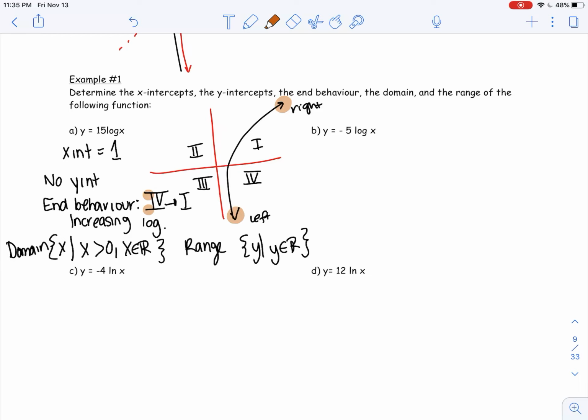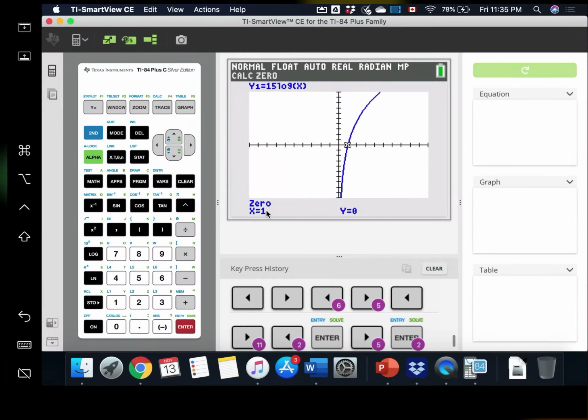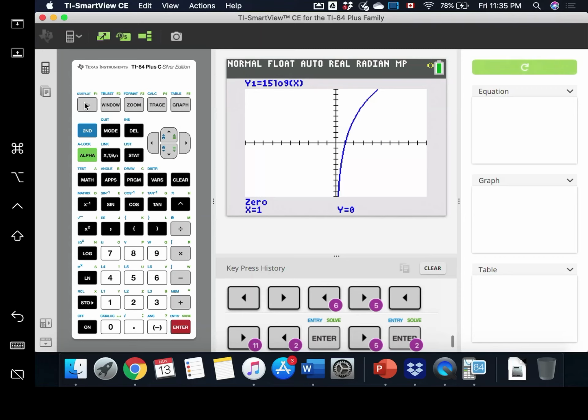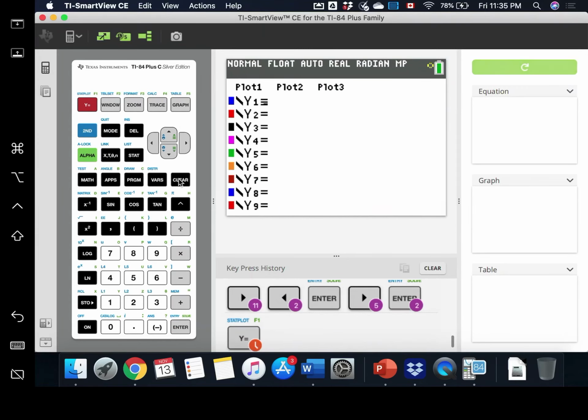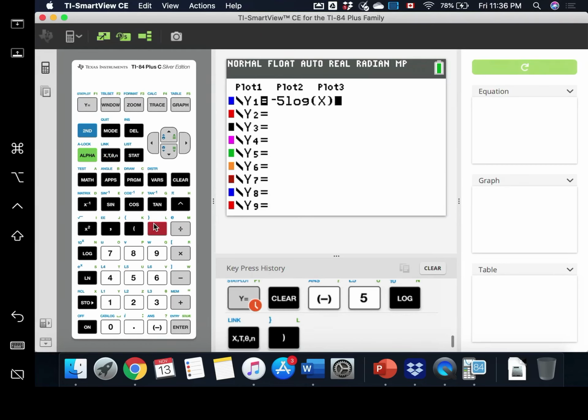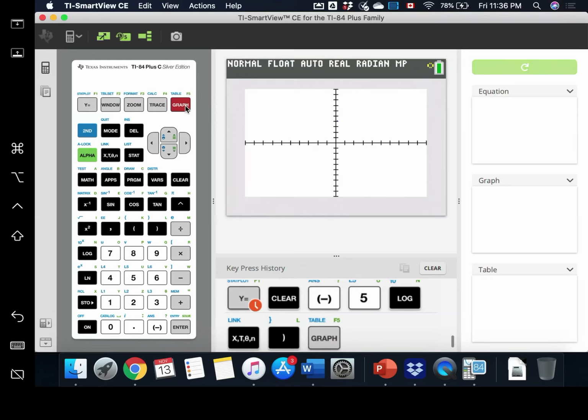So let's go back. So make sure you copy this in. Let's graph negative 5 log of x. So negative 5 log of x. So go to y equals. Clear what's there, right? Negative 5 log in brackets. You want to have x and close your bracket. So remember over here, you can see what buttons I'm pressing. Negative 5 log of x, close my bracket. Let's graph that.